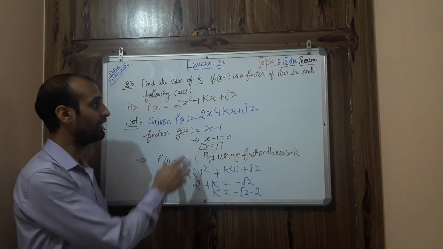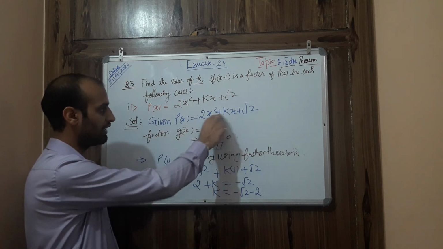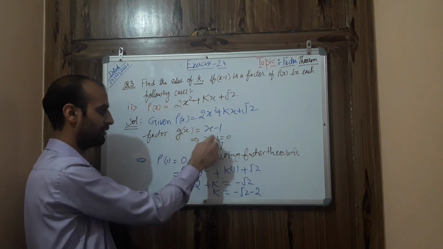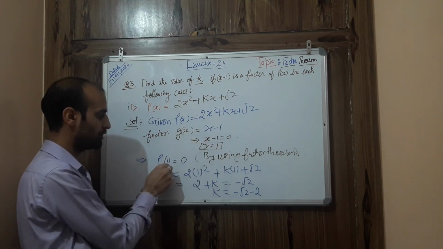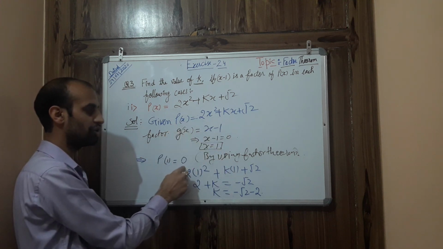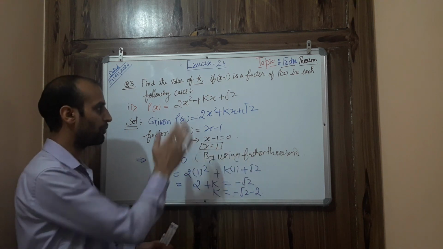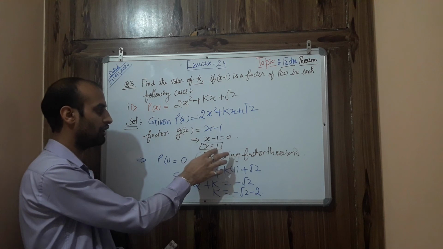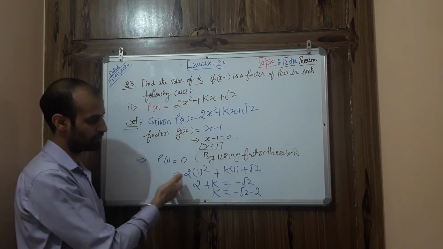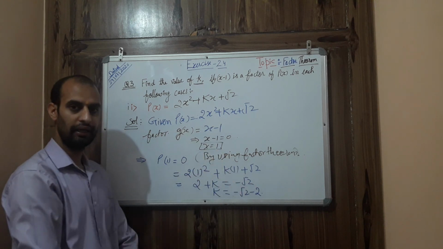When it is already given that it is a factor, start writing in this way: write the factor, find the x value, substitute in the given equation, and it must be equal to 0 by using factor theorem. If any number is a factor of a polynomial, after substituting its value it must be equal to 0. So substitute and find the value of k.